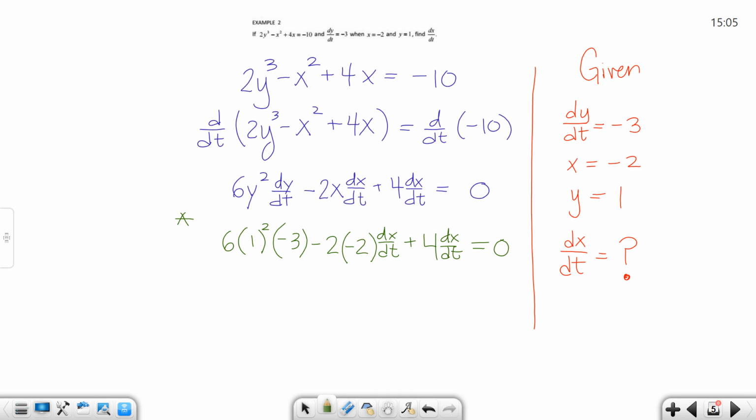Okay, so let's clean it up. 1 squared is just 1. So we have 6 times 1 times negative 3. So that's a negative 18 plus 4 dx dt plus 4 dx dt equals 0. So that's negative 18 plus 8 dx dt equals 0. Treat that dx dt just like you would any other variable.